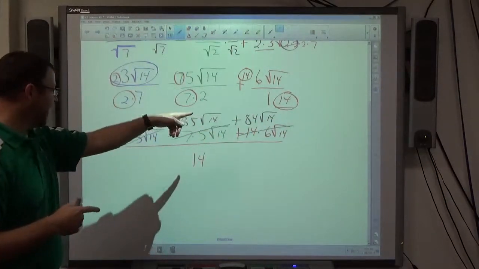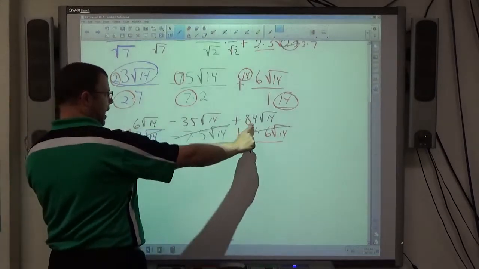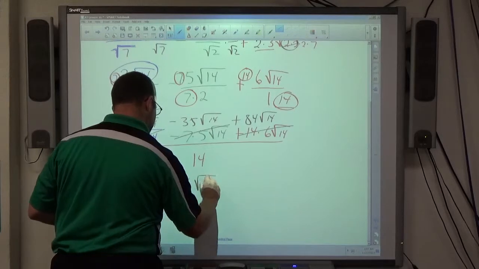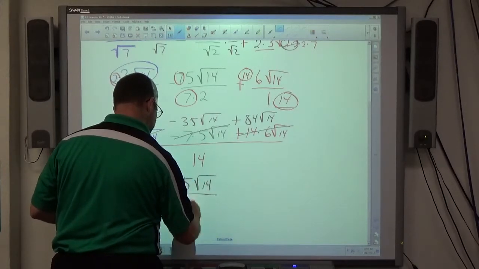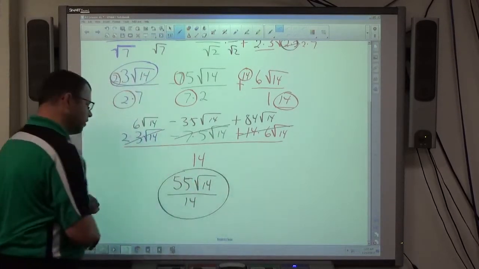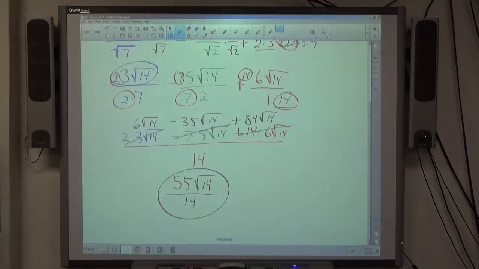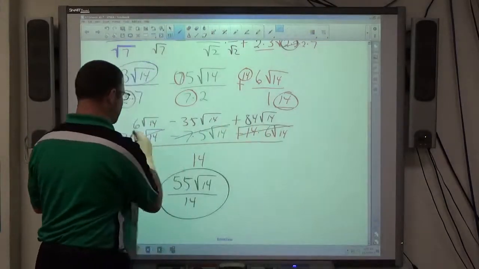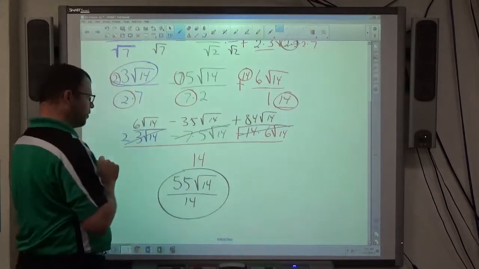For me personally, I like to add the positives and then subtract. So 90 minus 35 is 55. So 55 square root of 14 over 14 is the final answer. Positive because 90 is bigger than 35. Subtracted 90 and 35 because the signs are opposite. So that 90 minus 35 subtracts.